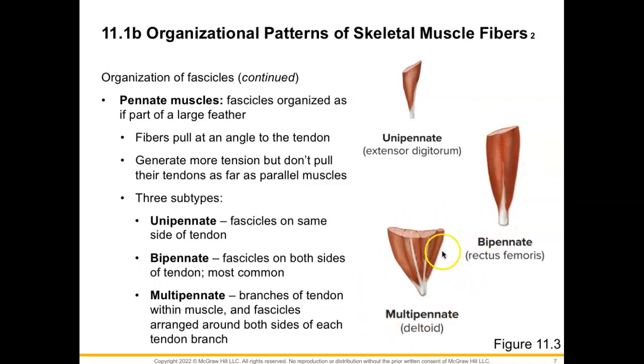And then lastly, we have our multi-pennate, and this is when we have branches of tendon within the muscle and the fascicles arranged around both sides of each of those tendons. So our best example of that is deltoid, and you could see that our deltoid is broken down into these three different regions. We, of course, have that anterior, middle, and posterior deltoid portions of that muscle, and the tendon is in the center, and there are those fibers or fascicles going and inserting onto the tendon.